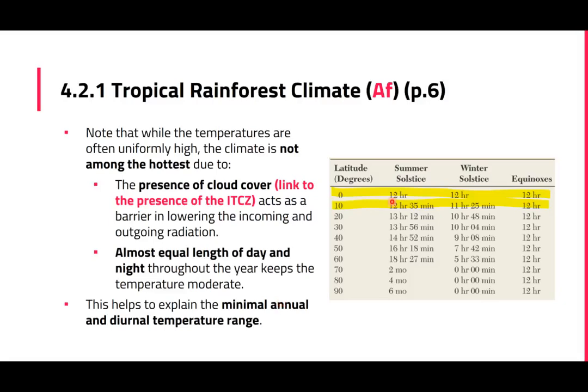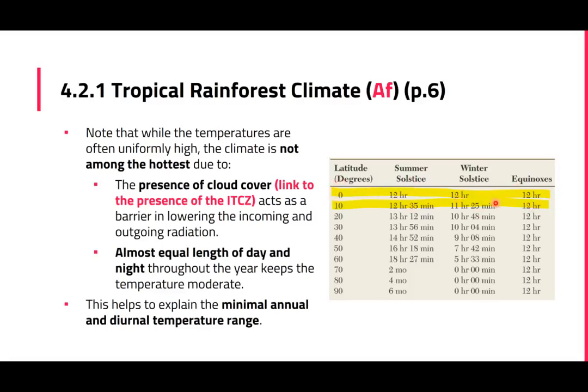Okay, so I just want to bring your attention to this. This is the length of the day, if you recall from lecture 1, right? And you see that if you are at the equator, the length of the day would be 12 hours throughout the year. If you're at 10 degrees north and south, right, in summer, the day is slightly longer by 35 minutes. And in winter, the day is slightly shorter by 35 minutes, but it's not much of a difference. And that's why throughout the year, temperatures are still high at these low latitude locations where AF climates are found.